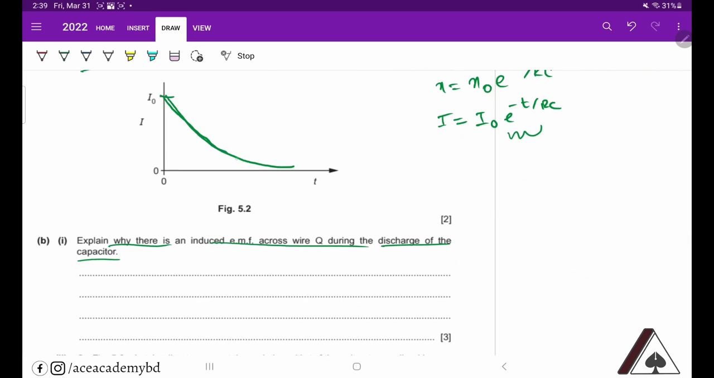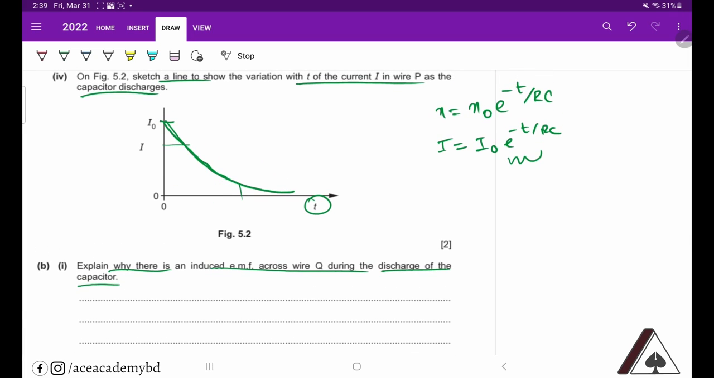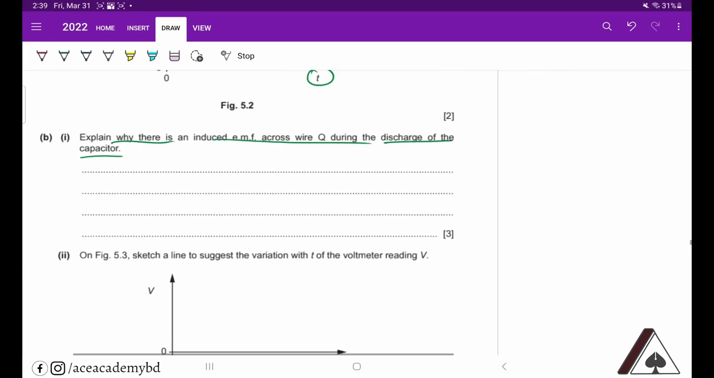And as the capacitor discharges, there is a change in current. The value of current changes. For example, as time proceeds, the value of current is different at different times. So since the value of current changes, there will be cutting of magnetic flux, and this will basically induce an EMF across YQ. So that's basically the explanation which you have to write down over here.